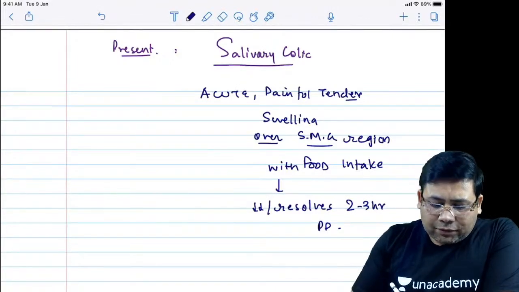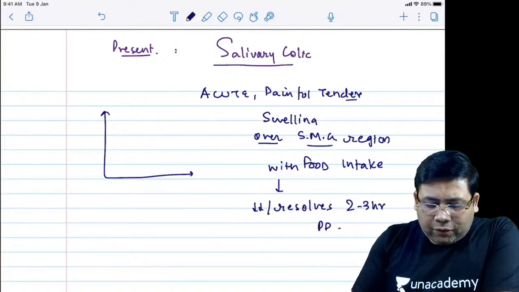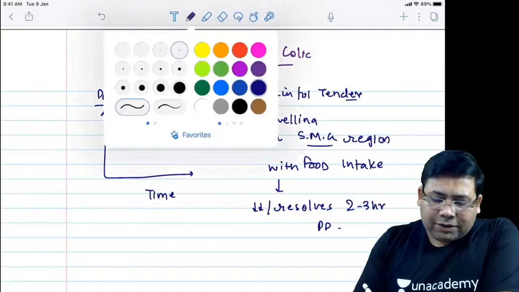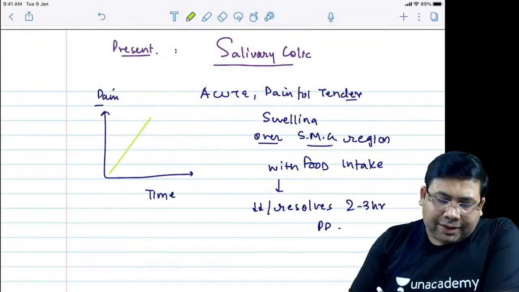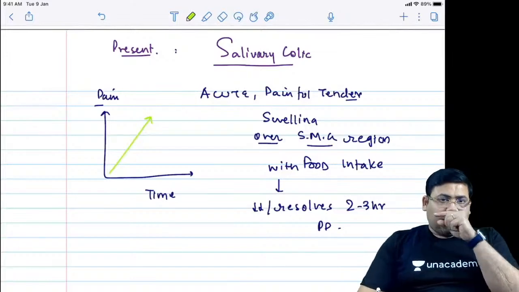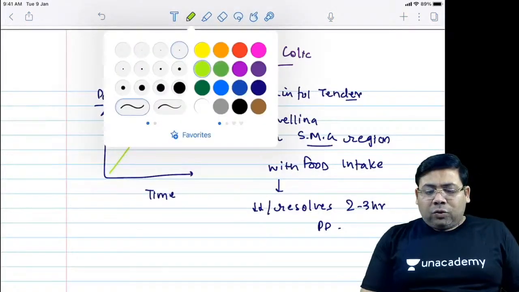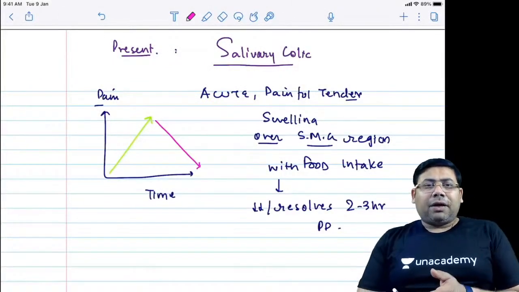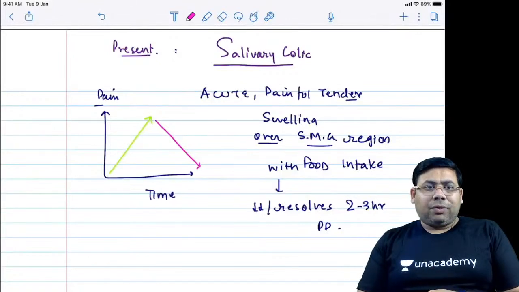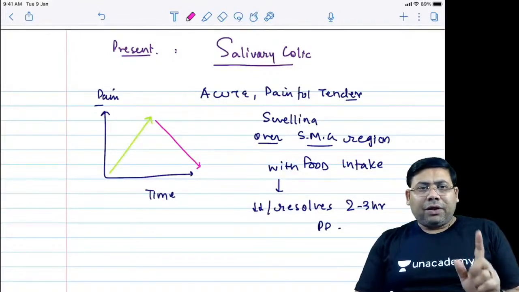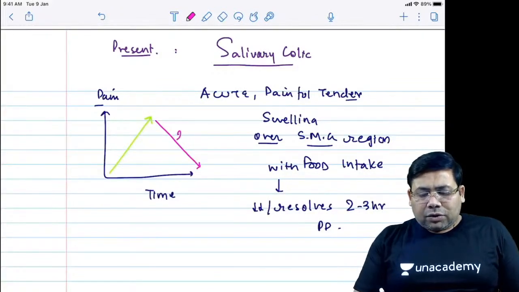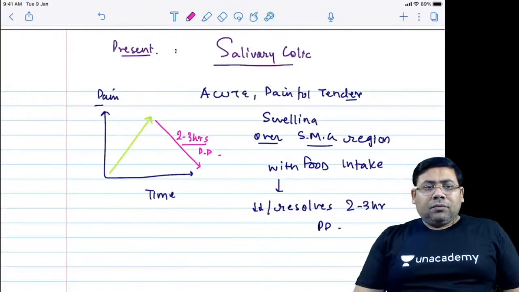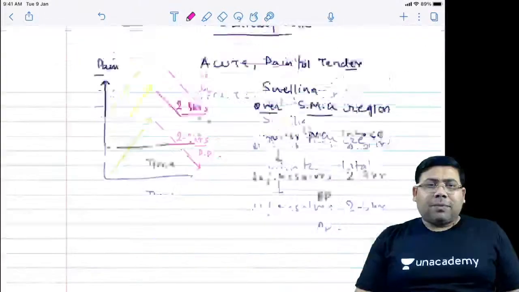Now, what is this concept of postprandial resolution? If you draw a pain versus time graph, the intensity of the pain will shoot to the maximum with the food intake, and 2 to 3 hours later, it will come back to the baseline. Are you getting this? This is very important. So this is 2 to 3 hours postprandial. This is the concept of salivary colic.